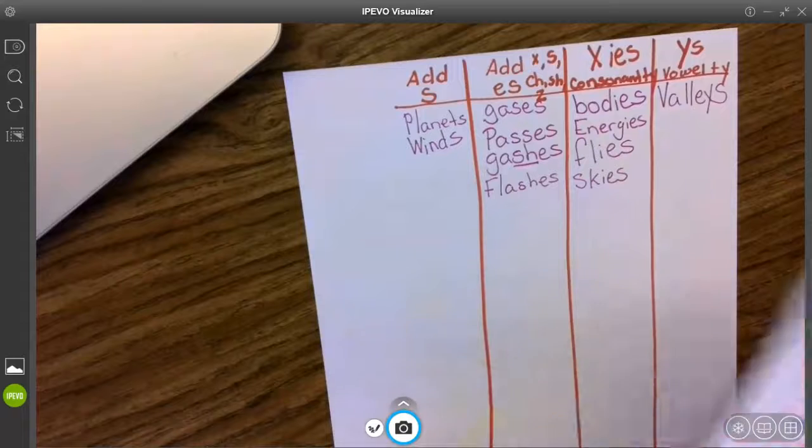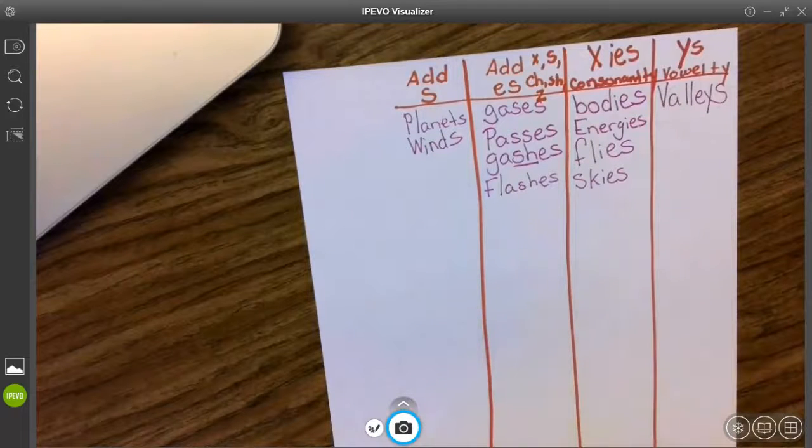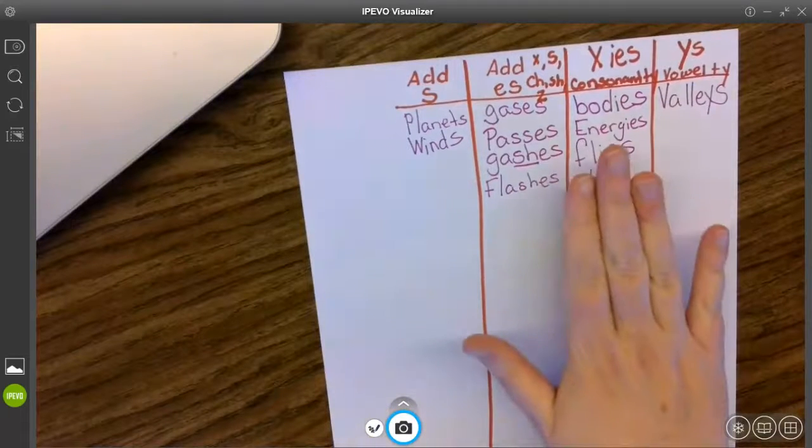All right, that is our lesson for today. So now you can go and do today's Jamboard with adding S to words.